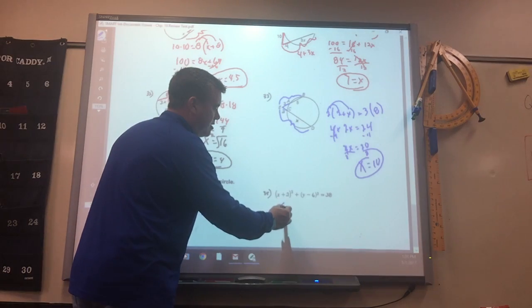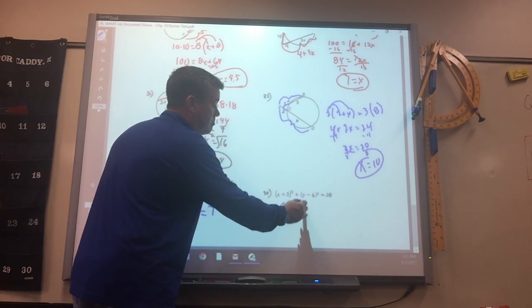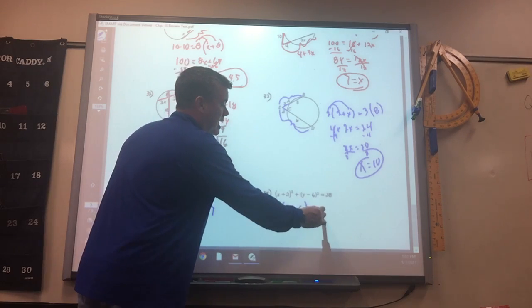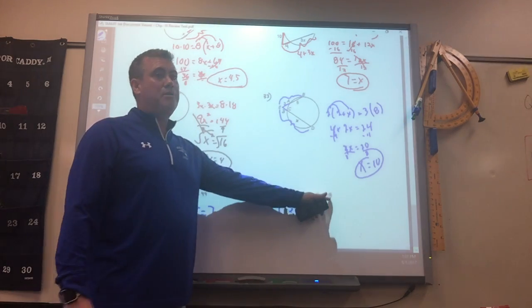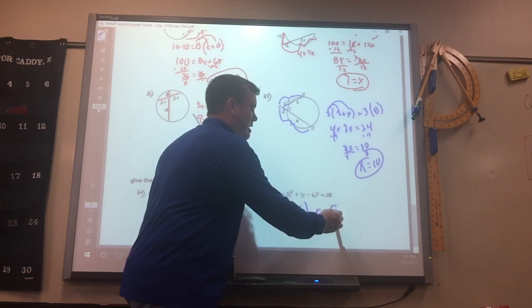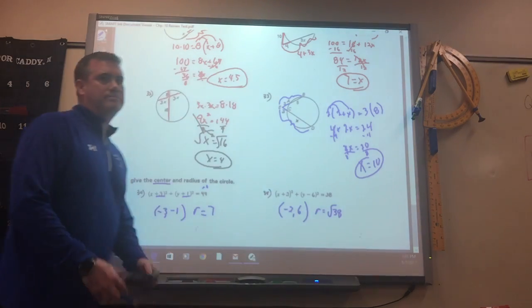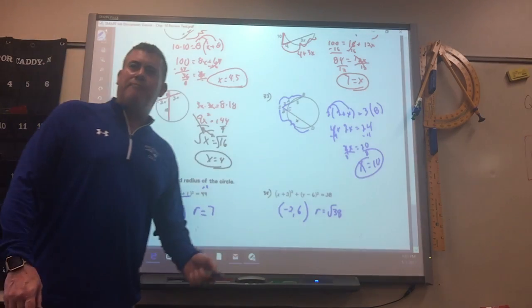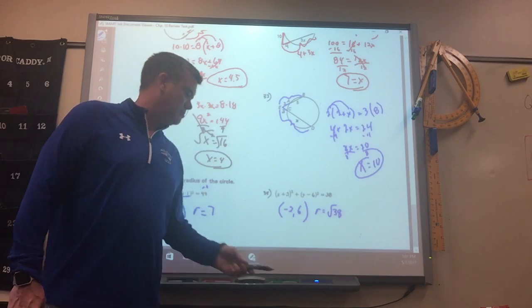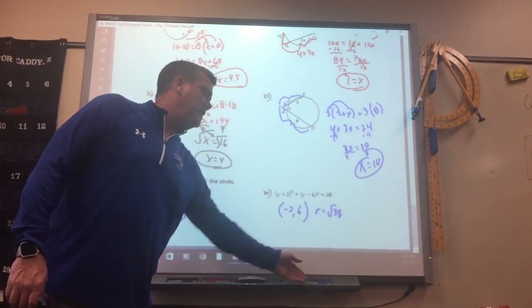So this one, the center is -2, +6. Now, if this is not a perfect square, just leave it like that. Square root of 38. What if I do that though? If you put the decimal, that's fine. Okay, it was 6.2. Yep, that sounds right.